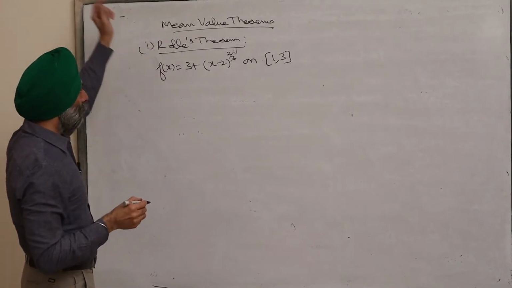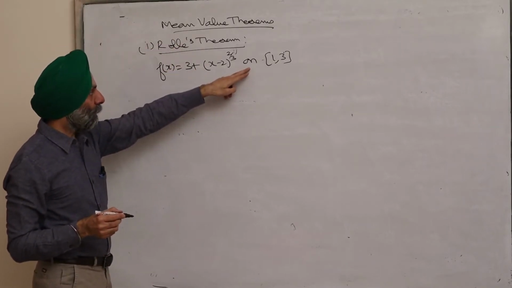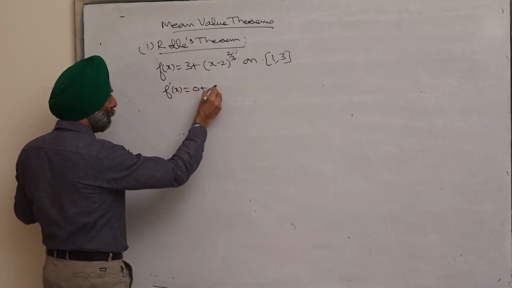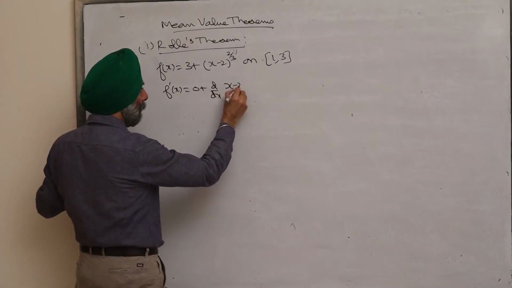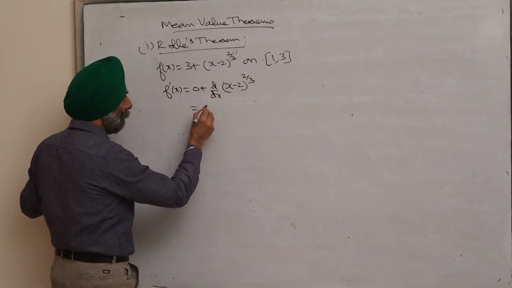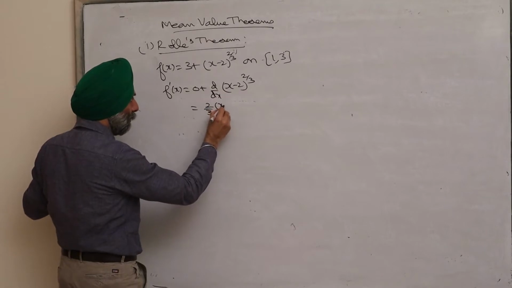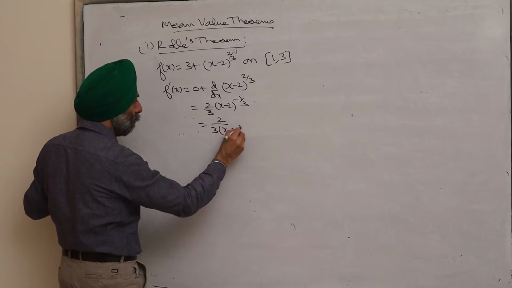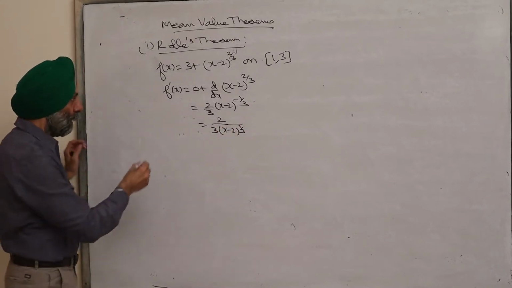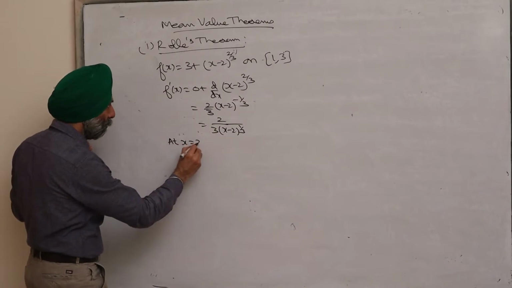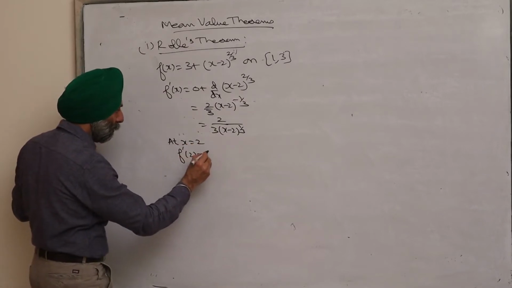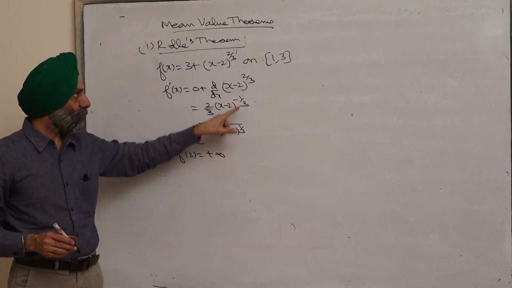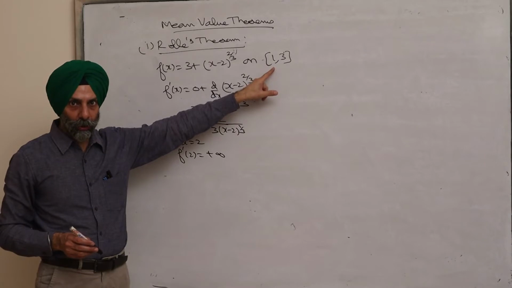Now you can see here in this interval, if I first of all take the derivative, this is equal to 0 plus d/dx of (x − 2)^(2/3), which is 2/3 times (x − 2)^(−1/3). That means it is 2 over 3 into (x − 2)^(1/3). At x = 2, f'(2) is equal to infinity, which means that it is not differentiable at x = 2 here.